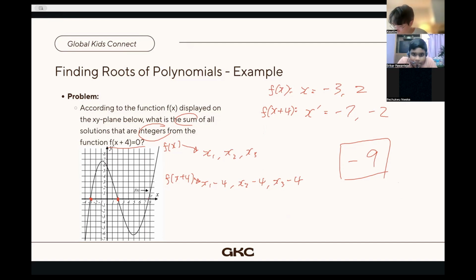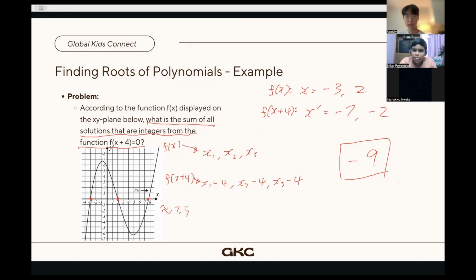The third point here is around roughly 7.5. But the reason we don't include that point is because the problem asks, if you read here, what is the sum of all solutions that are integers from the function. So we only care about integer solutions. Okay, thanks. Yeah, no worries. And so if we got that out of the way, any more questions?